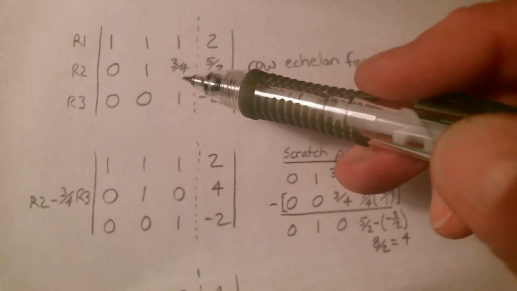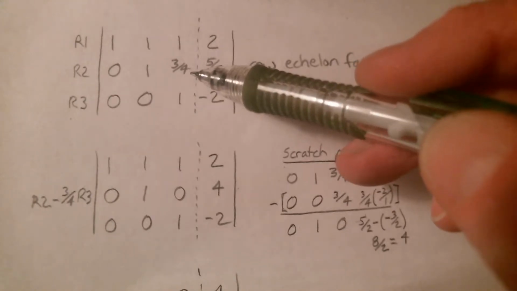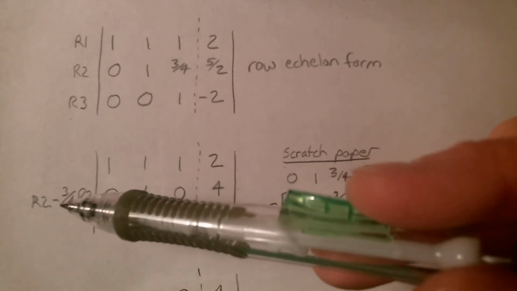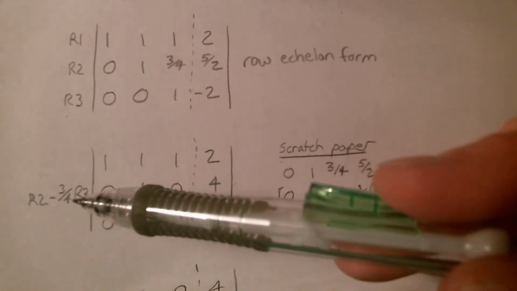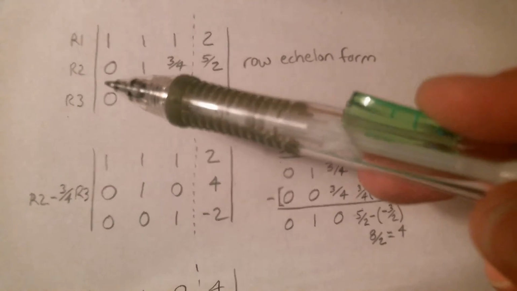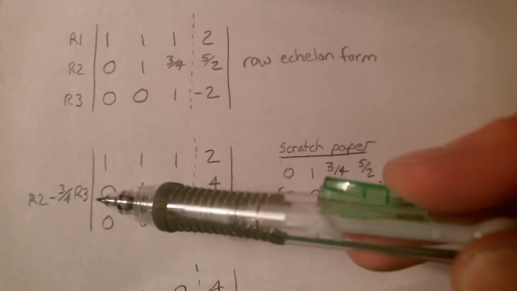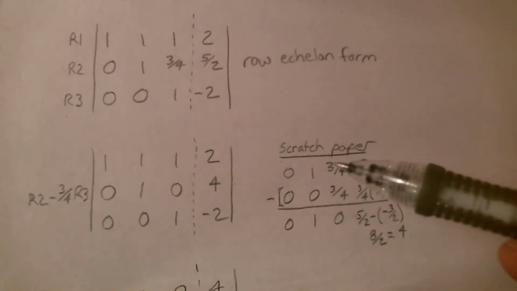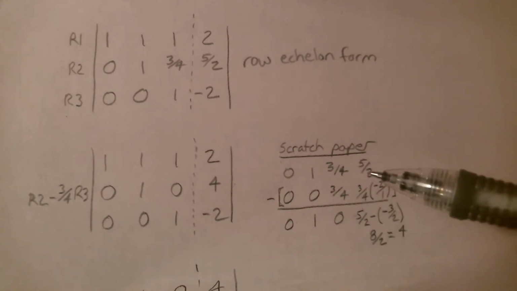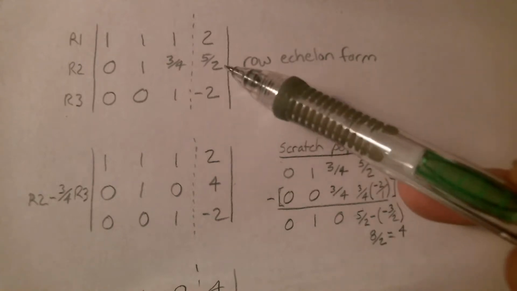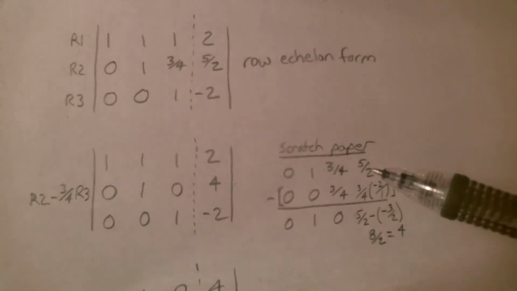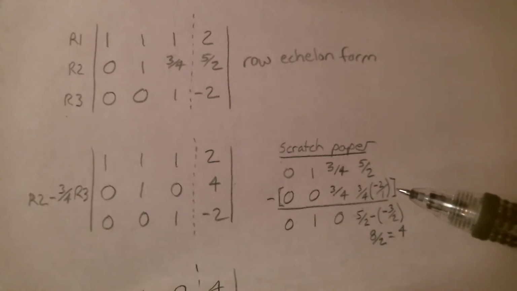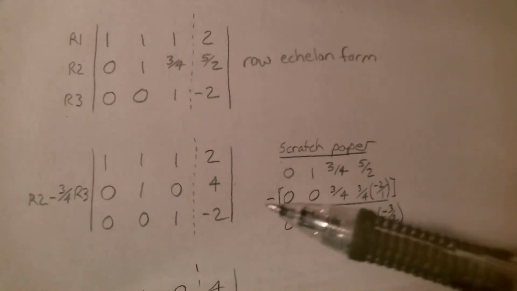So the first thing we're going to do is remove this 3/4 and make him 0. In order to do that, we're going to take R2 and we're going to subtract 3/4 times row 3. Now, on my scratch paper over here, I have written this down so that we have row 2 written right here, and we have 3/4 times row 3 written right here. Now I'm going to subtract them.